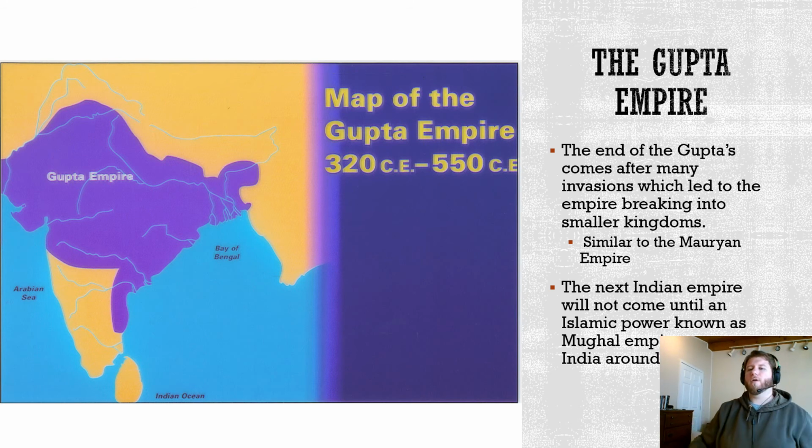So the Gupta Empire ends much the same way that the Mauryan Empire did: invasion and fracturing. That's going to lead to India being really the end of our discussion until later down the road when we talk about the Mughal Empire.